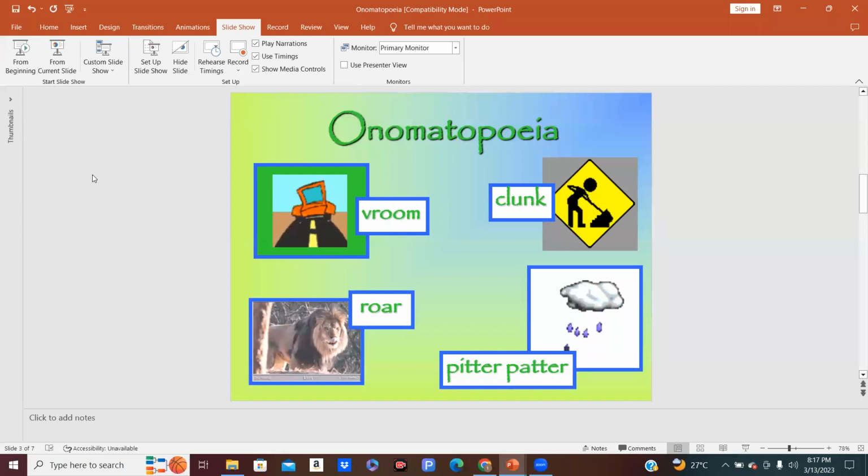These are other onomatopoeias. Vroom, vroom. That is imitating how quickly a car is going. And then we have clunk, clunk, clunk, imitating a person shoveling. And then a roar, the sound of a lion roaring or making a loud sound to either frighten its prey or to make a statement. Then we have pitter patter. That's the sound of rain.